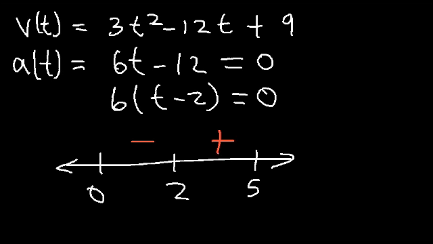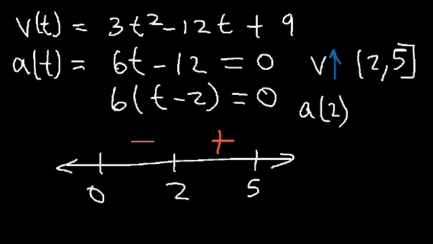Therefore, we can say that the velocity is increasing when acceleration is positive. So it's increasing on the interval 2 to 5. Now 5 is included, but 2 is not. And here's why. If you plug in 2 into the equation, what is the instantaneous acceleration at t equals 2? Plugging in 2, 2 minus 2 is 0, so the whole thing is 0. So the acceleration is not positive at 2. Therefore, it does not include 2, so we have a parenthesis at 2.